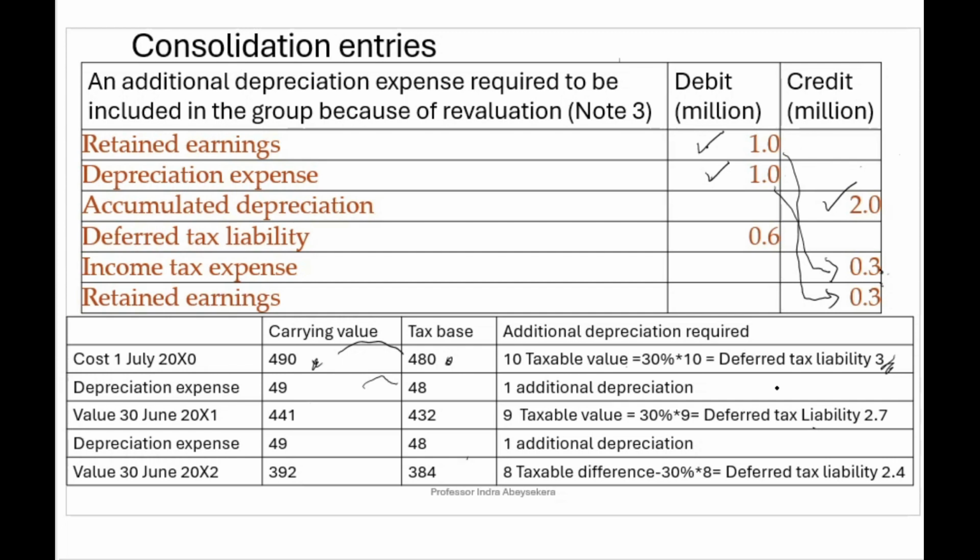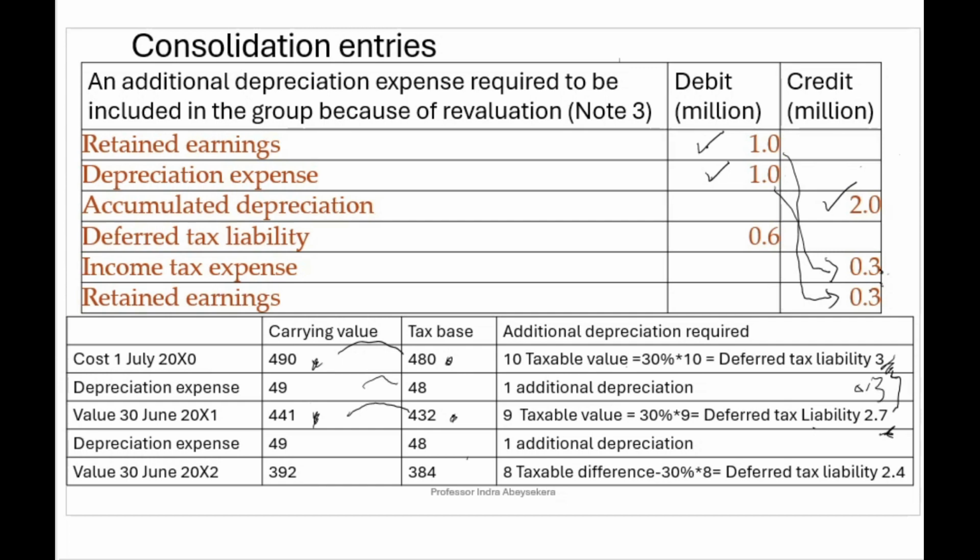The carrying value at the end of 20X1 is 441 and the tax base is 432, and the difference between the two is 9 taxable value. Applying the tax rate, deferred tax liability is 2.7. So there's a decrease of deferred tax liability from X0 year to X1 year of 0.3.